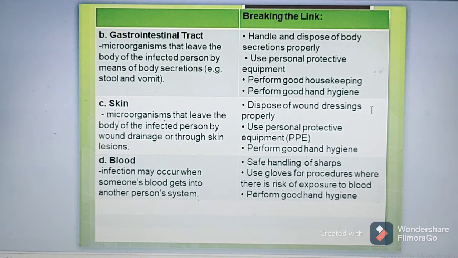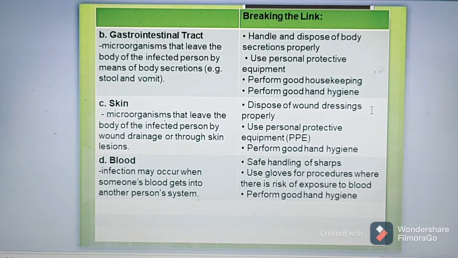So next we have the skin. Microorganisms that leave the body of the infected person by wound, drainage, or skin, or through skin lesions. So pag nagkasugat ka, dapat na buhaton para dili na puy-an sa bakterya or mabaho ang sugat nimo. Kung kinakailangan hugasan nimo, or tambalan or other para maano ka sa infection. So to break the link, dispose of wound dressing properly, use personal protective equipment or PPE, and perform good hand hygiene.